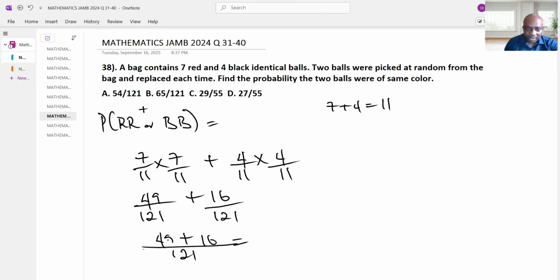What will be our answer? 9 plus 6 gives me 15, remainder 1. 1 plus 4 is 5, plus 1 is 6. It gives me 65 over 121. I think that's all; that's our final answer. 65 over 121, so it is option B. Our correct answer is B. Let's move to the next question.